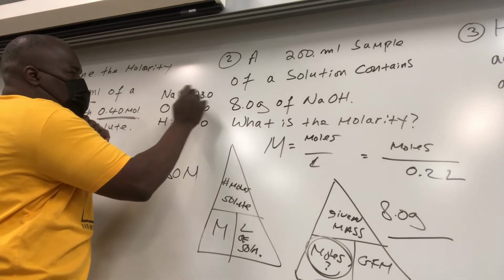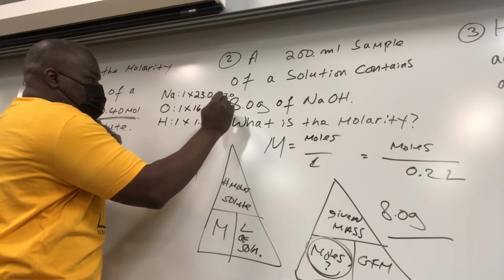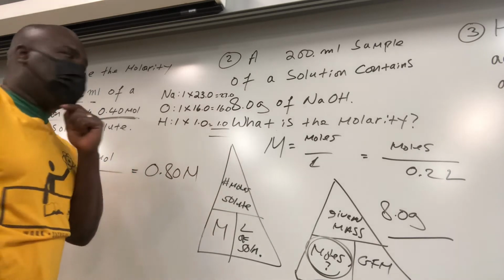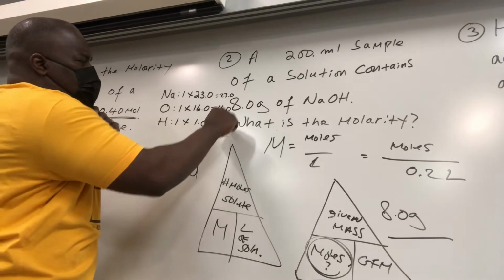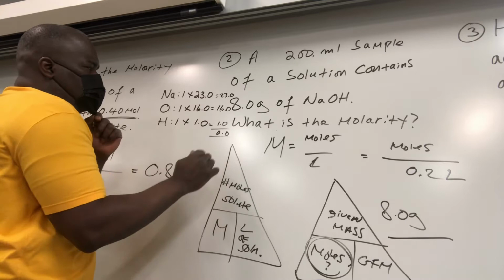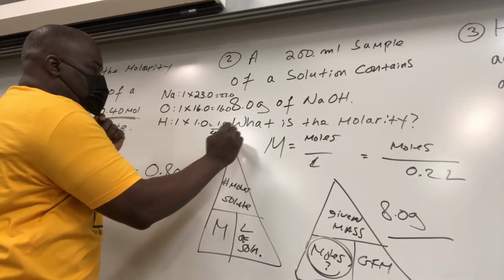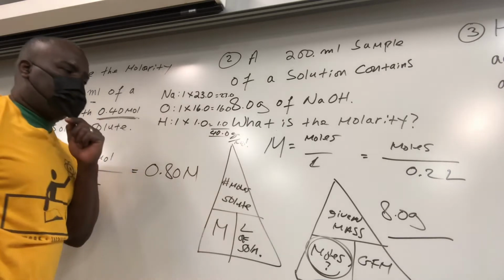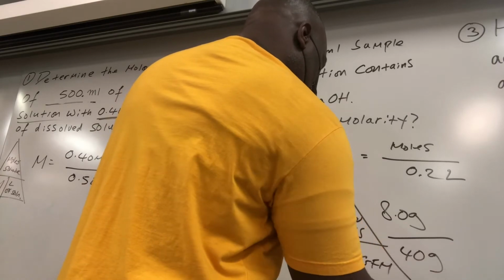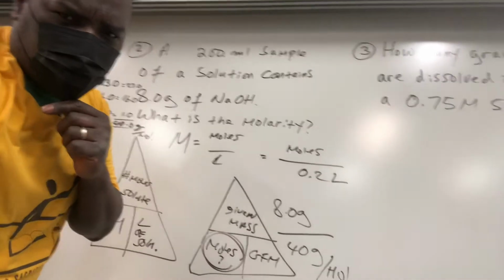So we have 1 times 23 is 23. 1 times 16 is 16. And 1 times 1 is 1. We're going to add those up to get our GFM. So we have 0 right there, 1 plus 6 is 7, 7 plus 3 is 10, and carry the 1. That's going to give us 40 grams per mole. That's our GFM. So our GFM is 40 grams per mole. Let me write this right there so you can see.